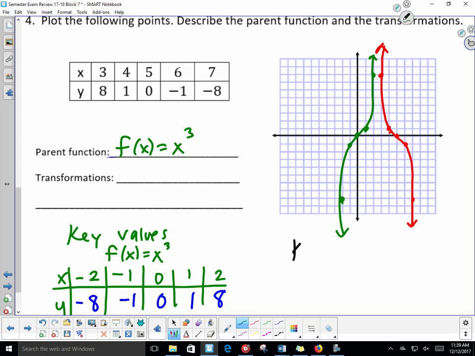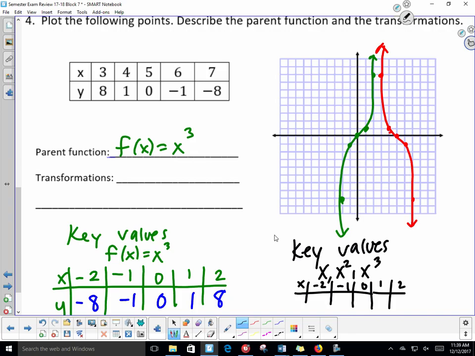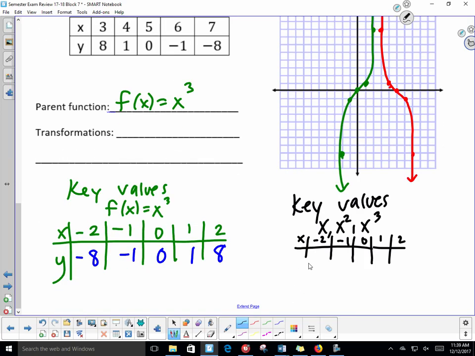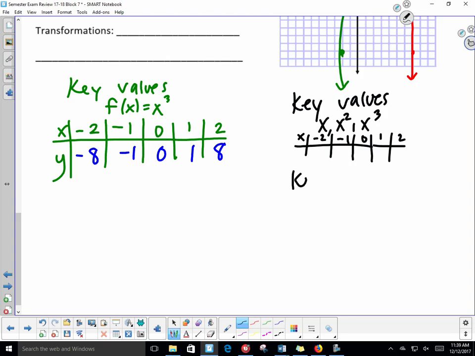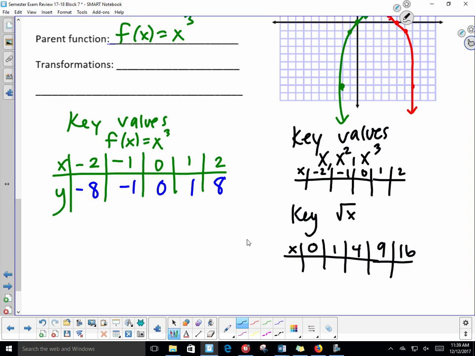So as a reminder, when we're talking about key values, if it's x, x squared, or x to the third, you always, in your table, your x's are always negative 2, negative 1, 0, 1, and 2. And then you use the power to figure out what the y's are. If you were talking about a square root function like Nick did before for us, the key values for square root of x are going to be 0, 1, 4, 9, and 16. We want to use the perfect squares instead. All right, let's go back up to here.